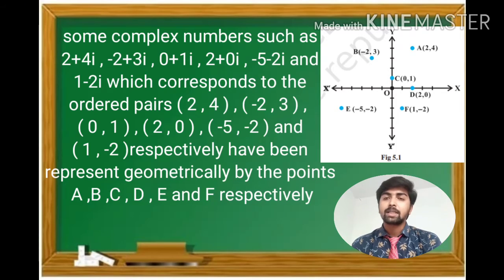Some complex numbers such as 2 plus 4i, minus 2 plus 3i, 0 plus 1i, 2 plus 0i, minus 5 minus 2i, and 1 minus 2i, which corresponds to the ordered pair (2, 4), (minus 2, 3), (0, 1), (2, 0), (minus 5, minus 2), and (1, minus 2), respectively, have been represented geometrically by the points A, B, C, D, E, and F, respectively, in the above figure.